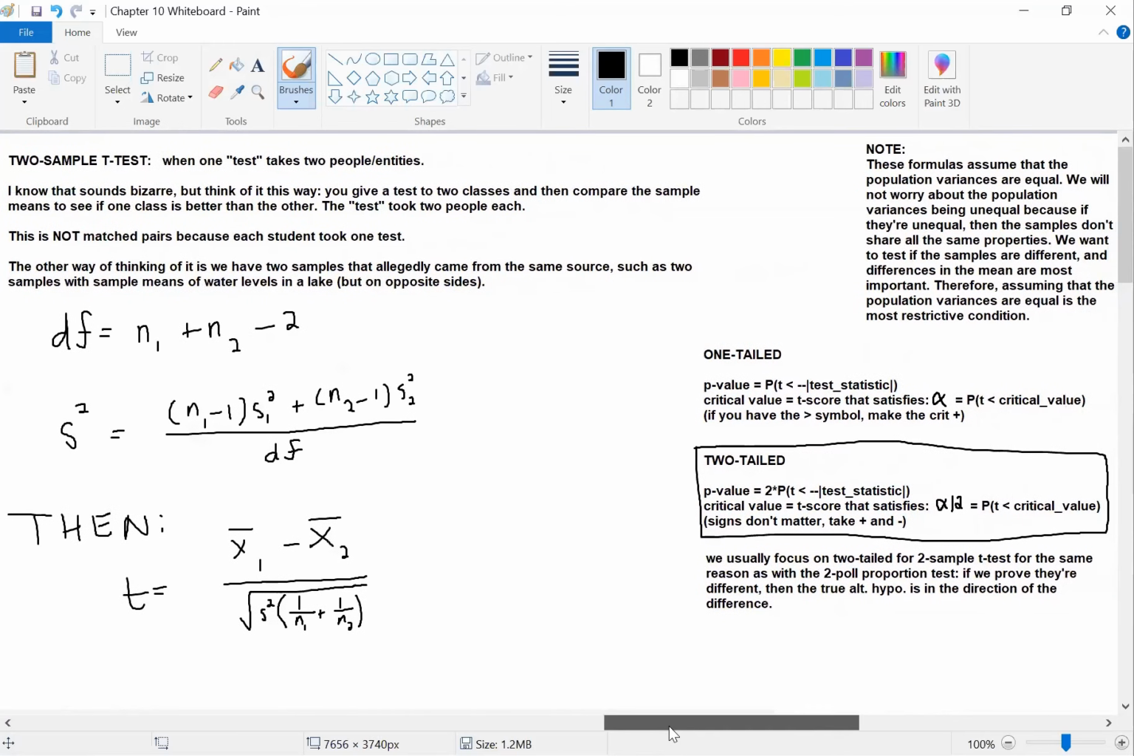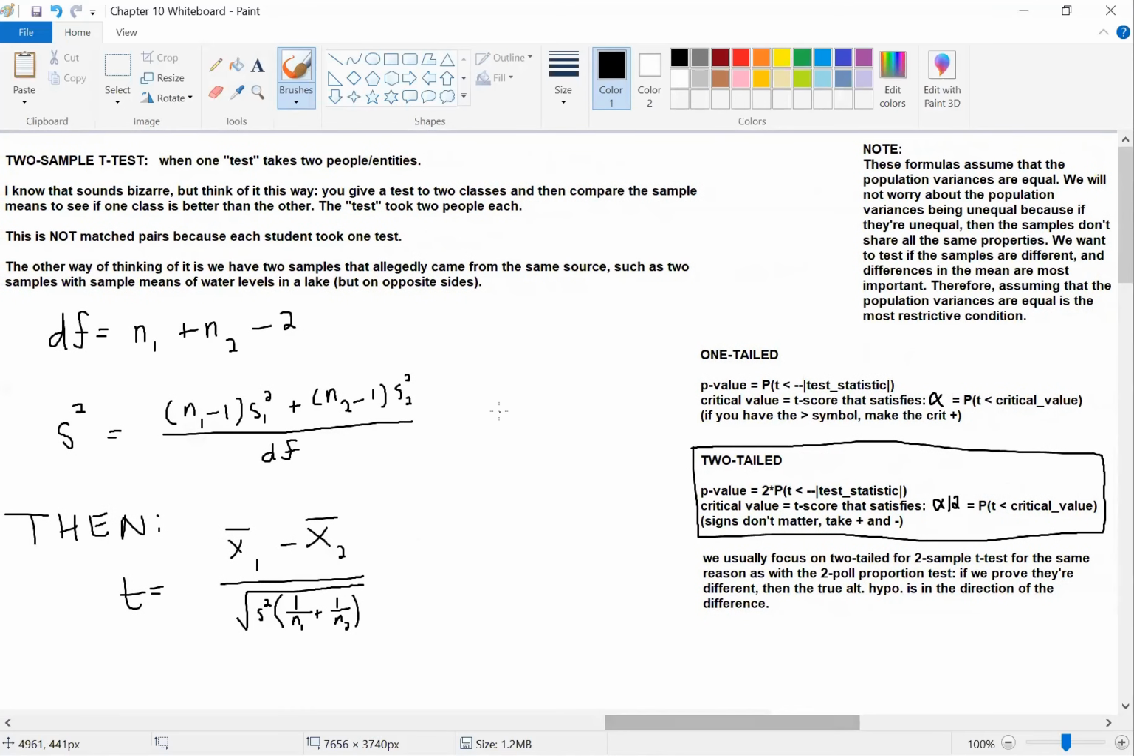2-sample t-test. This one, the shortcut that I use: you have one test taking 2 different people. So think this way. Imagine if you took an IQ test and then your friend takes the same IQ test. Now, this is one test taking two different people.